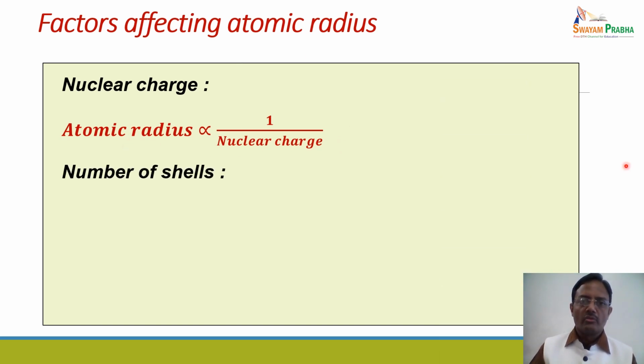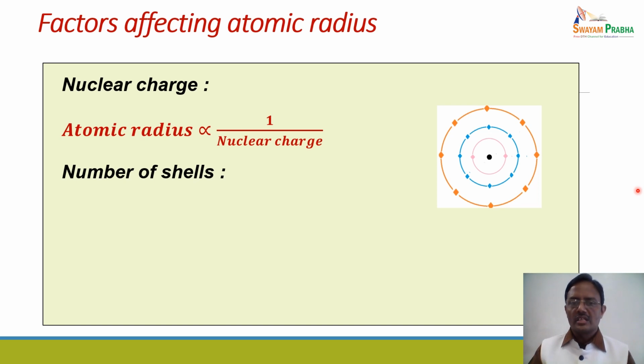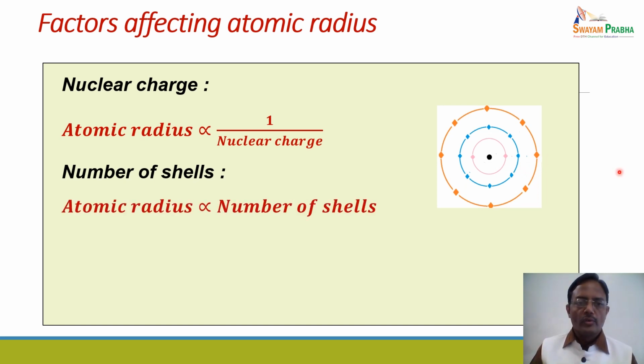Second factor which governs the atomic radius is the number of shells. Now, if you have an atom with one shell, an atom with two shells, an atom with three shells, with increase in the number of shells, definitely the distance between the nucleus and the outermost electron goes on increasing, and as a result, we can say that atomic radius goes on increasing with increase in the number of shells.